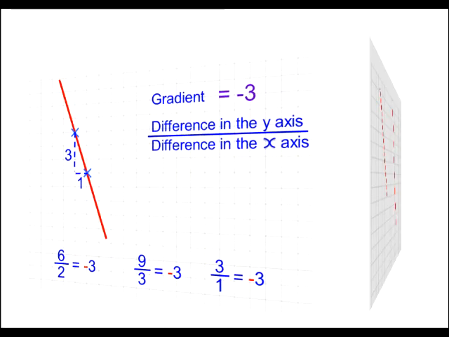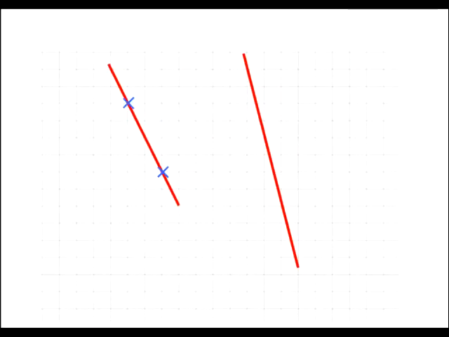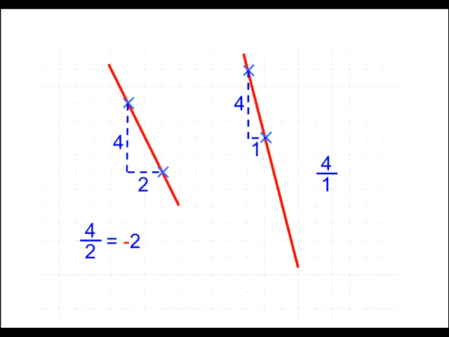Again, another example. For these two, I'm just going to count along and up, so it's 4 and 2. So I'm going to do 4 divided by 2, which I know is 2, but I know it's a negative 2 because it's coming in the downwards direction. 4 and 1, so it's a 4 gradient, but because it's in the negative direction, we show that using a negative 4.